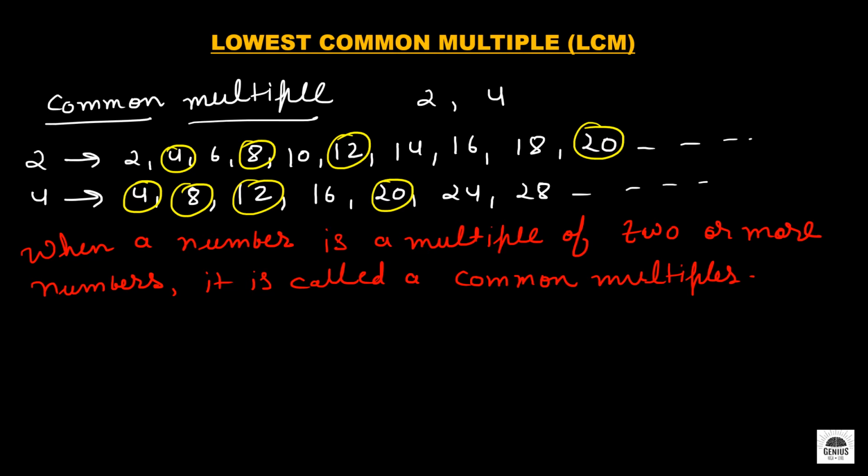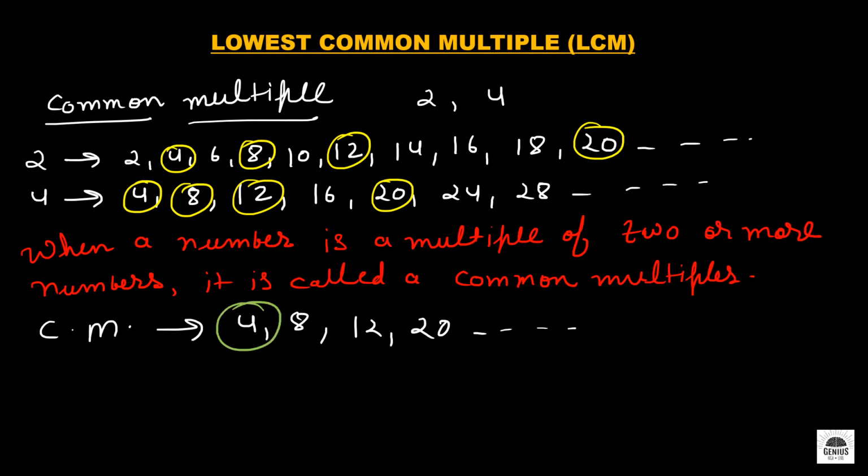Now, what are the common multiples of 2 and 4? The common multiples of 2 and 4 are 4, 8, 12, 20 and so on. Now, what is the lowest common multiple? Among these multiples, the smallest common multiple is called the lowest common multiple. The smallest common multiple among these is 4. So, 4 is the lowest common multiple.